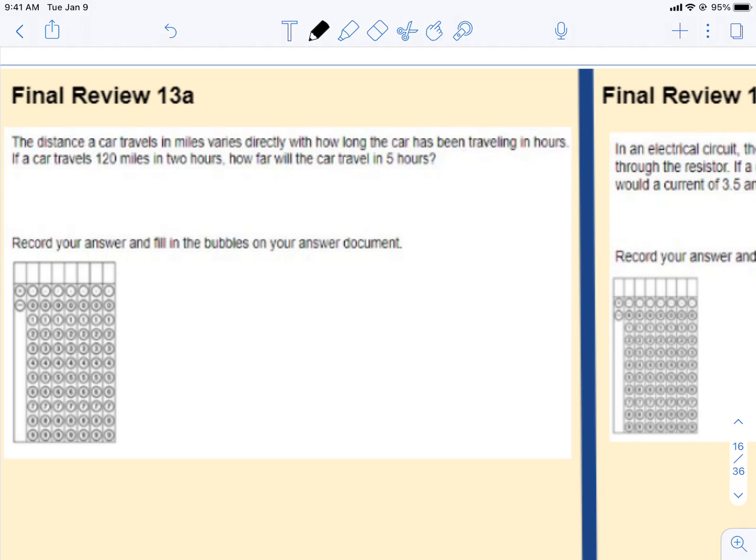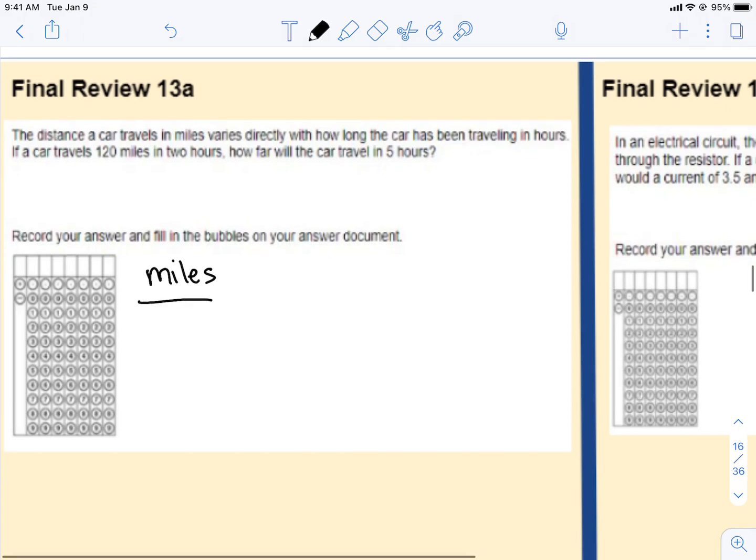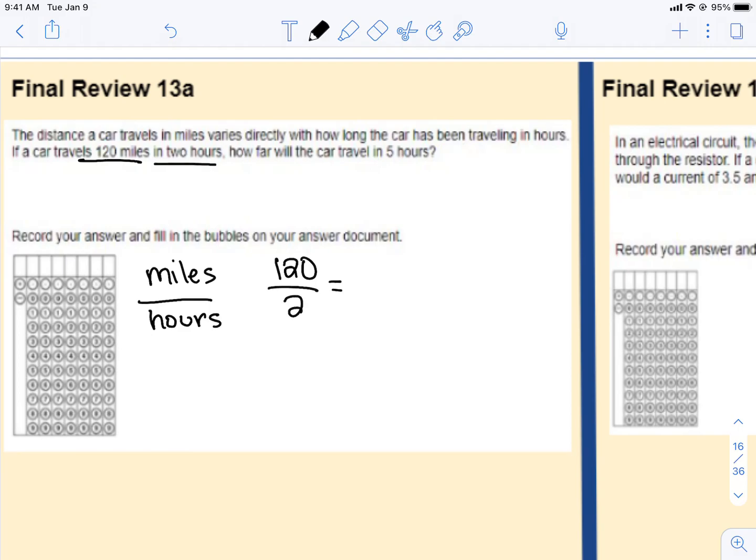So to solve this, we have to set up a proportion. Our proportion is going to be the miles over the hours. So what that's going to look like is it said we traveled 120 miles in 2 hours, which is equal to how far the car will drive in 5 hours. So we want to figure out how far it is in 5 hours. So we know the hours, but we don't know the miles. So we're going to cross multiply and divide.